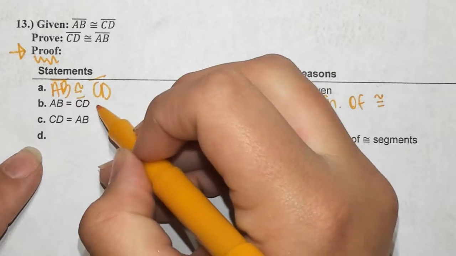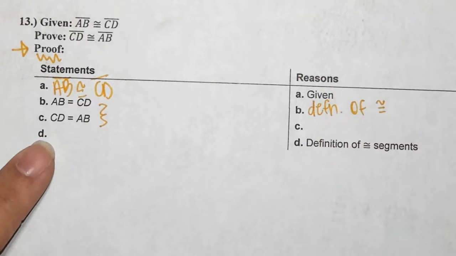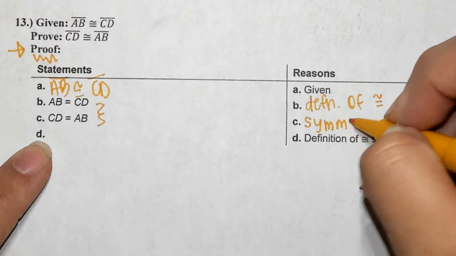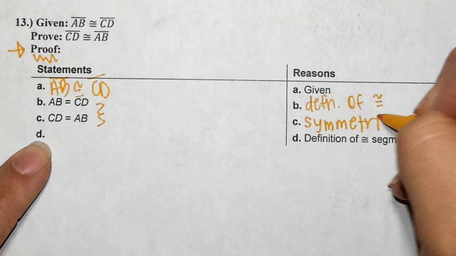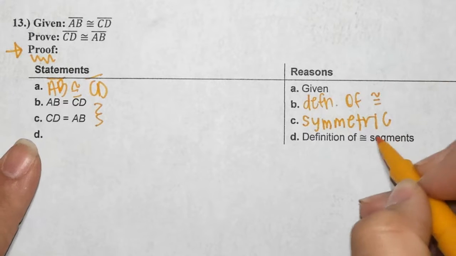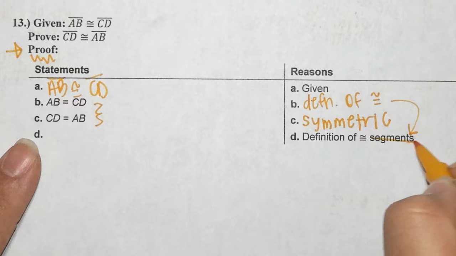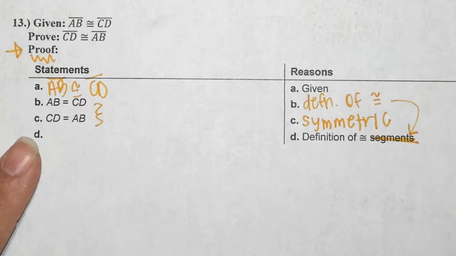What happened between B and C? Symmetric. They just swap places. So it's symmetric. In D, the definition of congruent segments is the same thing as this right here. These are the same thing. I just don't write segments. I say definition of congruency.